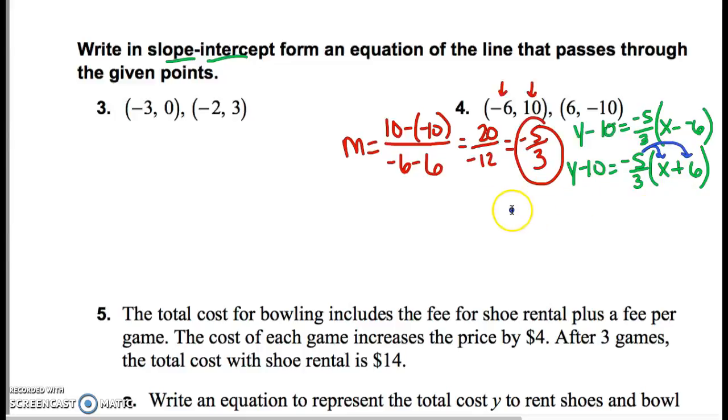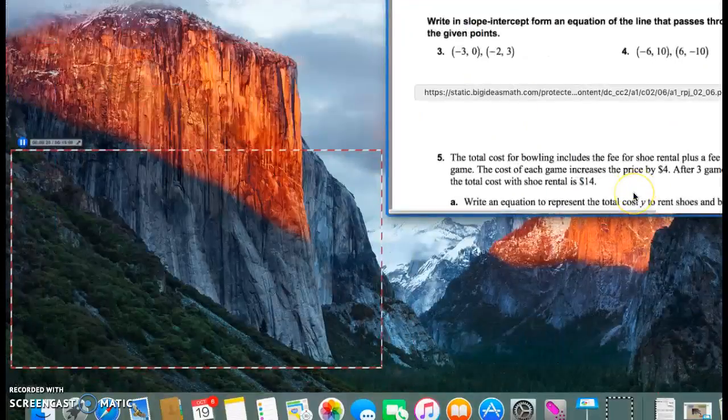So I'm going to scoot this over a little bit so I have more room. Y minus 10 equals -5/3 x. Negative and a positive will make it negative. And let's see, 5 times 6 is 30, divided by 3.